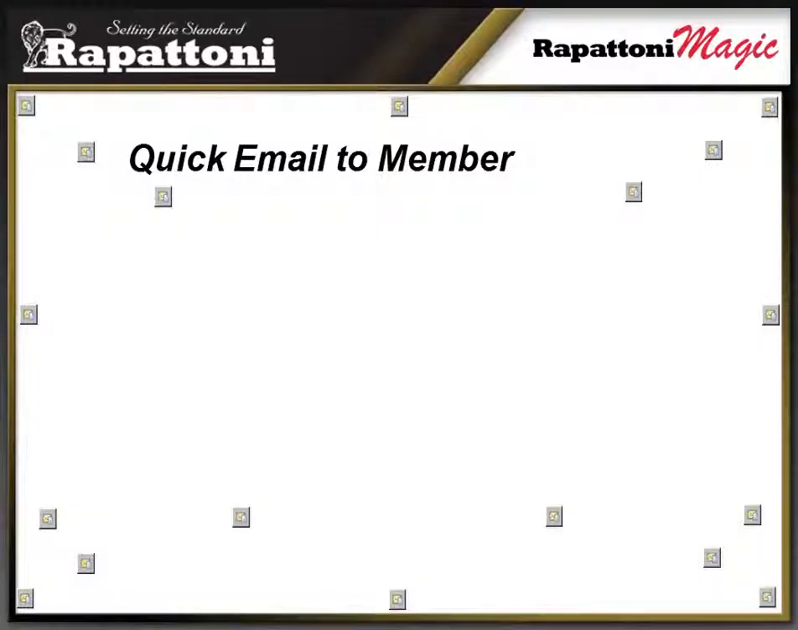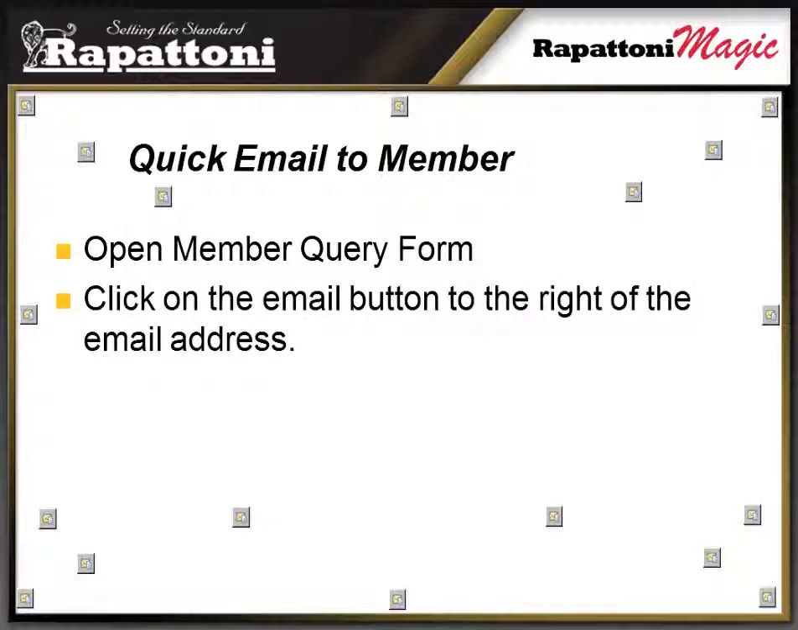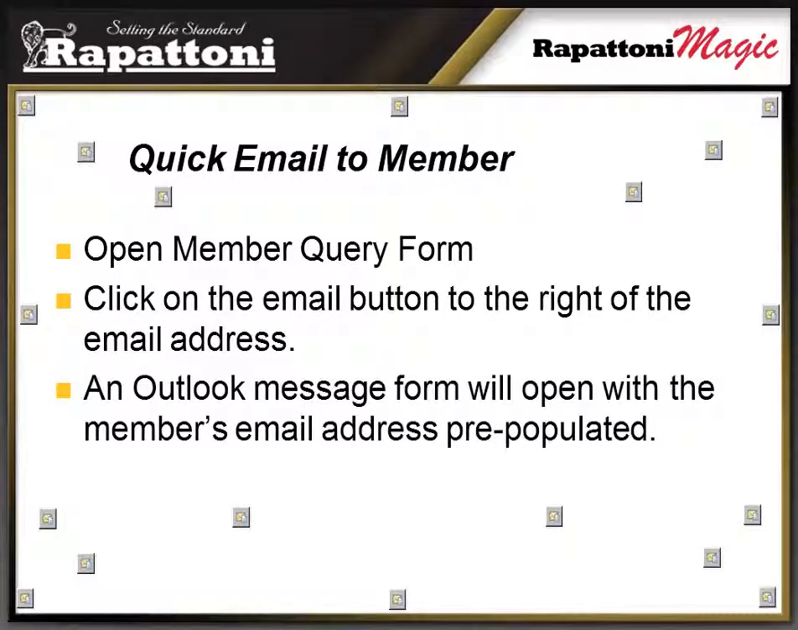Let's review. Send a quick email to members by opening the member query form. Look for the email address section of the member query form and click on the small email button to the right of the email address. An Outlook message form will open automatically with the member's email address pre-populated.